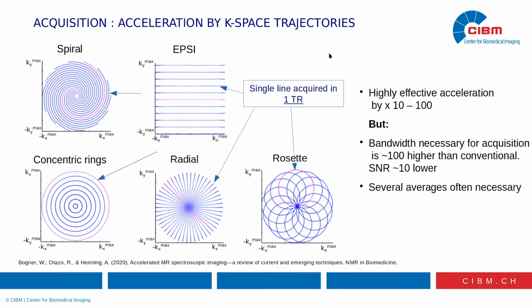But actually, the bandwidth necessary for such acquisition is in the order of 100 times higher than conventional MRSI. So we inherit a lower SNR by a factor of 10 at least. So in general, many averages are necessary in order to reach enough SNR for a good resulting signal. So it counterbalances the effectiveness of the acceleration by the number of averages that we need.